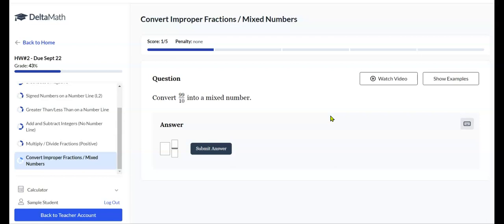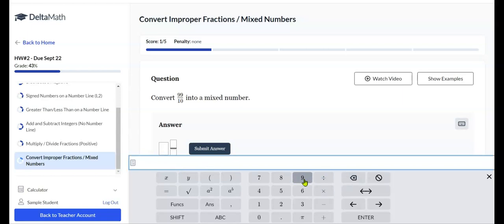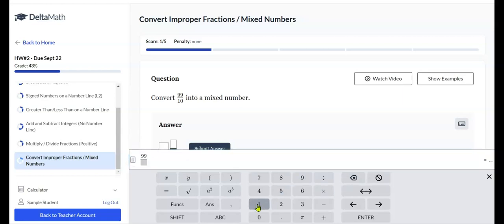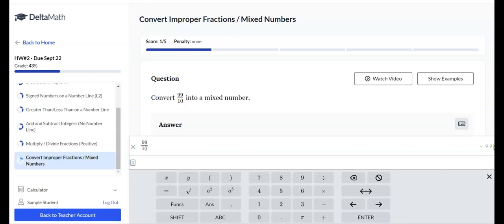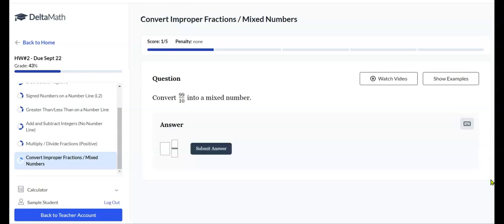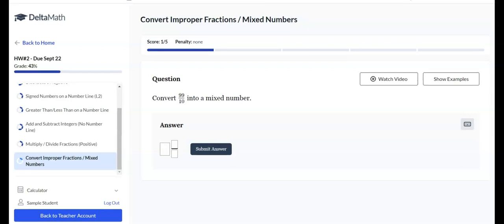This next question is asking you to go in reverse. They want you to convert 99 tenths into a mixed number. So first you have to divide 99 by 10. If you're using a calculator, you're going to get a decimal answer. 99 divided by 10 is 9.9. But what they really want to know is what's the unit. And the answer here is 9. 10 can go into 99 9 times, because 10 times 9 is 90.